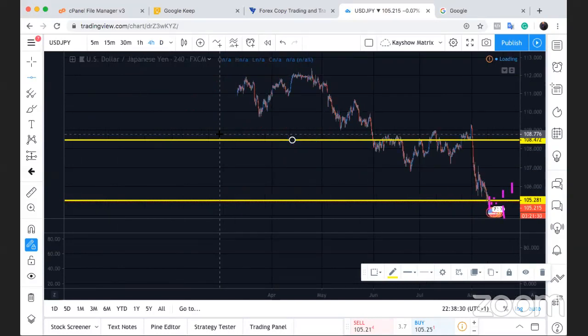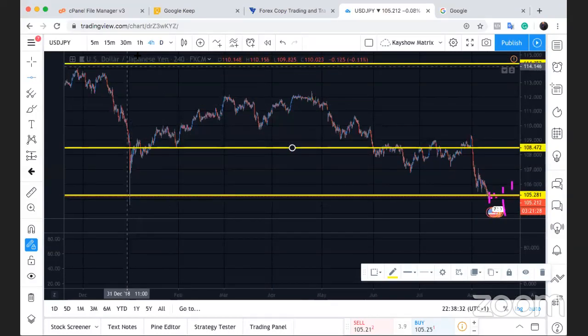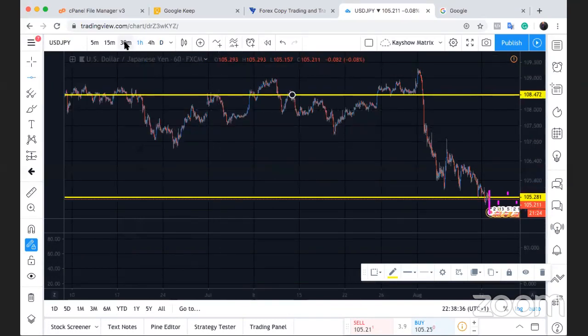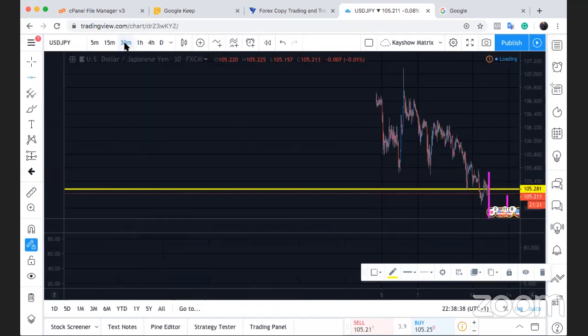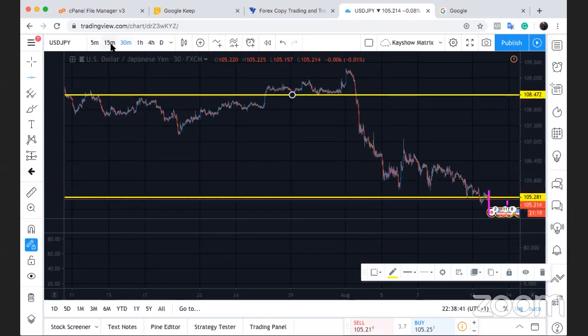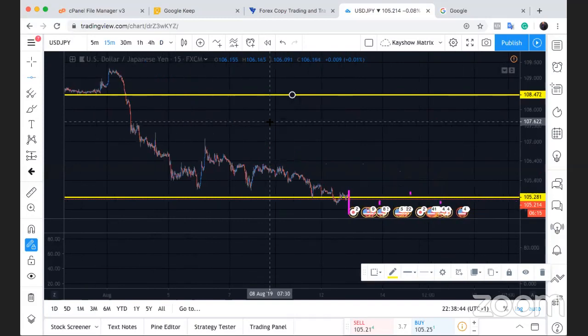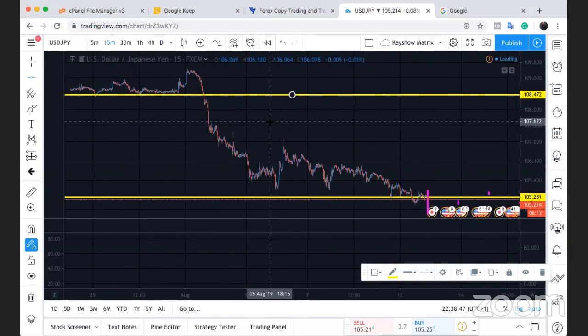Whatever I've drawn will remain there. If I go to my 1 hour, it remains there. If I go to my 30 minutes, it remains there. If I go to my 15 minutes, it remains there. So in my 15 minutes, you can see what is actually happening here, all the support and resistance I've drawn.